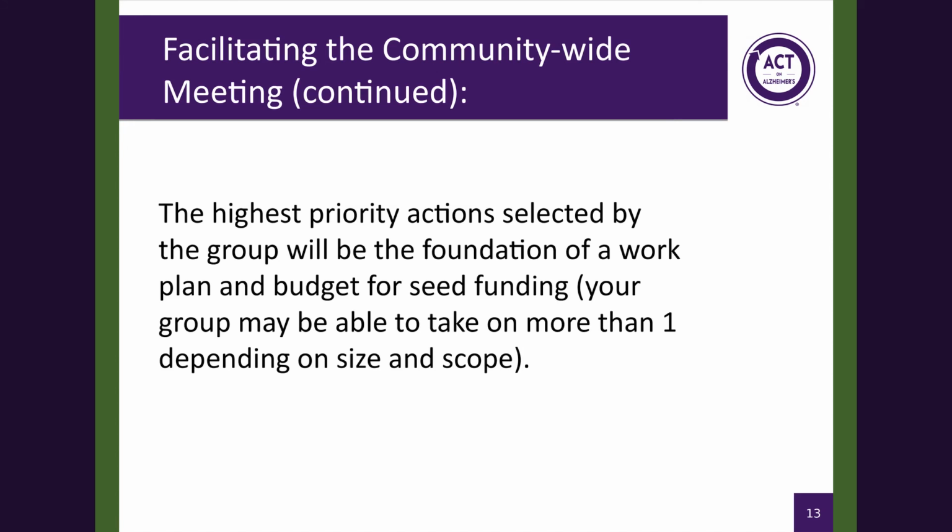The highest priority actions selected by the group will be the foundation of a work plan and a budget that the group would submit to Act on Alzheimer's for seed funding. Now, your group might only be able to take on one thing based on the budget, depending on size and scope, or it might be able to take on 2 or 3. Or you might find you have a list that you could leverage additional funds with now that you can see what it is you'd be working on. But be cognizant of budget limitations.